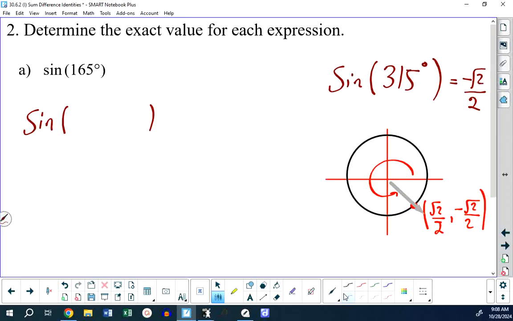We're going to not take the sine of 165. Let's take the sine of the sum of two angles whose coordinates we do know on the unit circle. And the fact that this ends in a 5 is a clue that one of those angles has to be 45. So as soon as you see that, you go, oh, it's 120 plus 45.